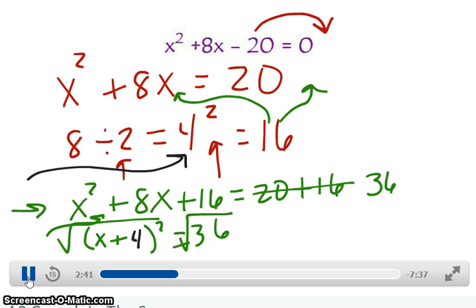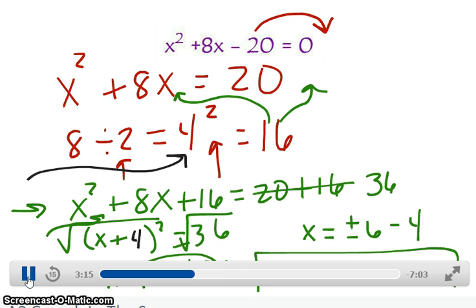On the left, that x plus 4 quantity squared, when you square root it, you just take the squared away and it becomes x plus 4 equals plus or minus the square root of 36, which is 6. Your last step is that this 4 has to move over here. So x is equal to plus or minus 6 minus 4. So you get your two answers. x is equal to 6 minus 4, which is 2. And x is equal to negative 6 minus 4, which is negative 10.